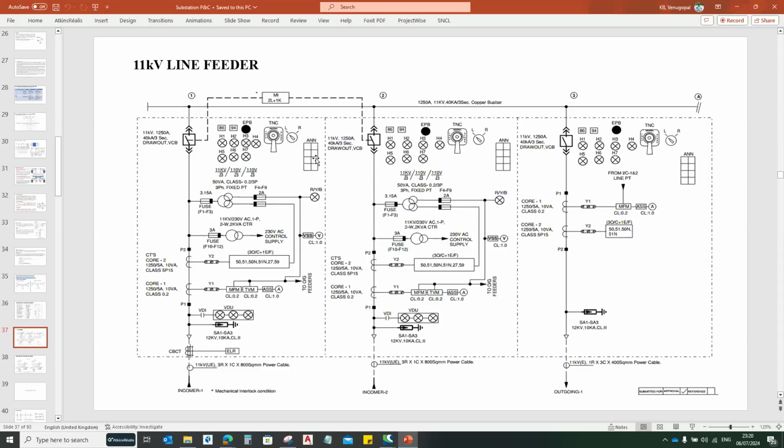And similarly, the annunciator. I connect all the status indications to this annunciator. So suppose CB closed, I connected to one of the annunciator windows. Once the CB is closed, that annunciator window will glow. That light will be on in that particular window. So these are the specifications I followed for the 11 kV switchgear.